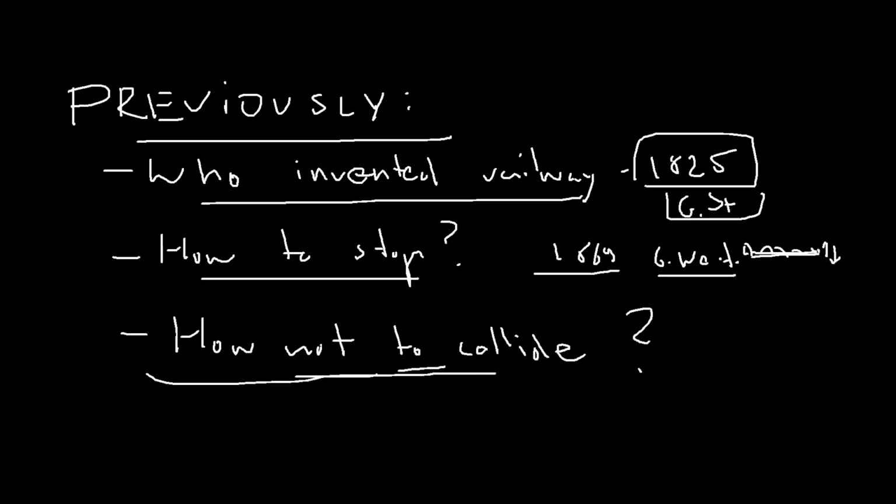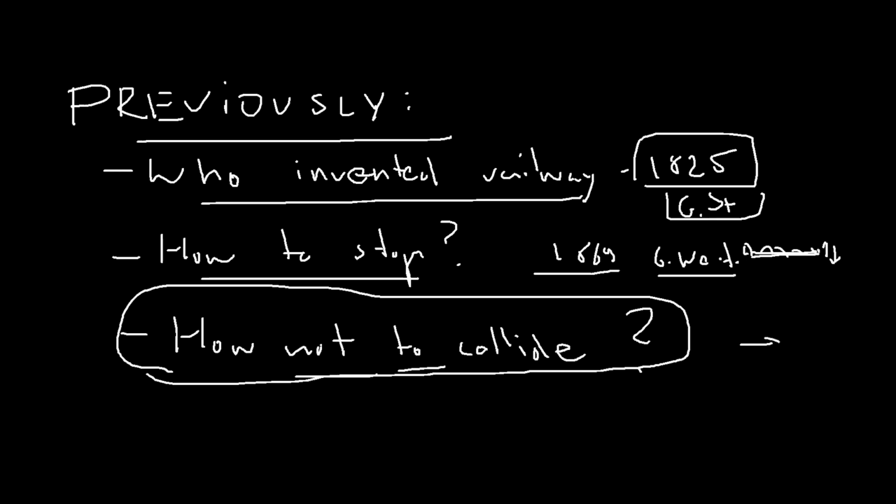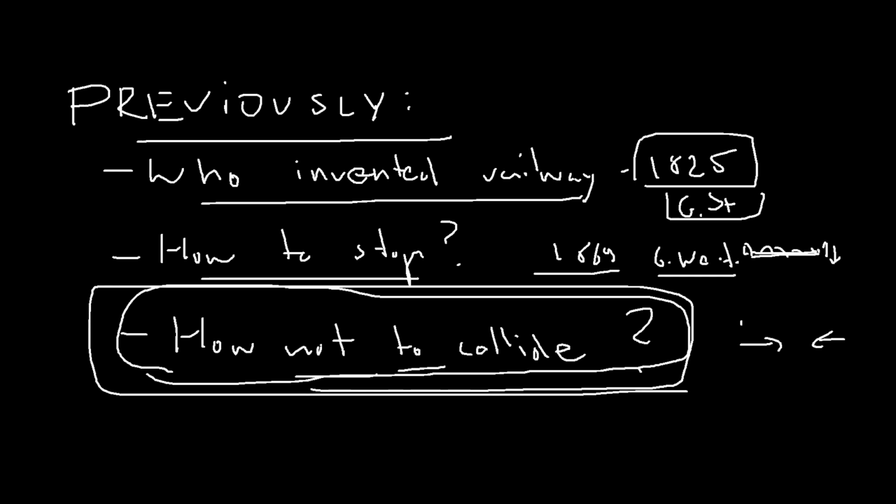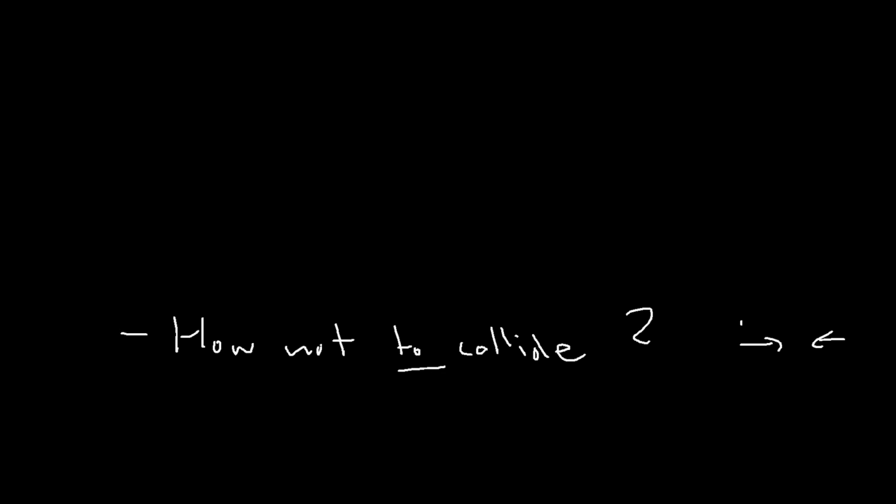Now we would discuss how not to collide the two trains going into opposite directions. How not to collide. At the very beginning of the railway history, it's been a huge problem. How to avoid collisions. Now we would discuss how to do it. Namely using token. Physical object.